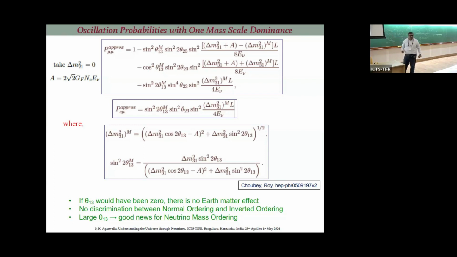Can you see? So if theta 1,3 would have been 0, then you will not be sensitive to Earth's matter effect. And there will be no separation between normal and inverted mass order. So through this formula, in atmospheric neutrino experiments, you can be sensitive to the sign of delta m square 31, whether it is positive or negative, right? It will make a difference here, right? If it is positive or negative, correct?